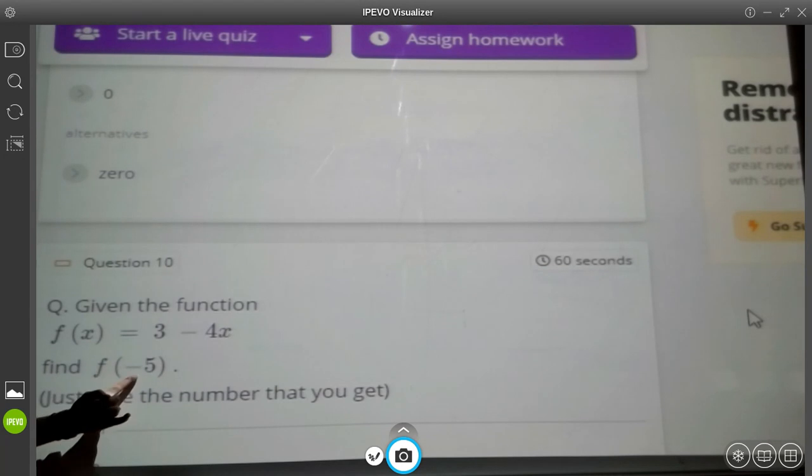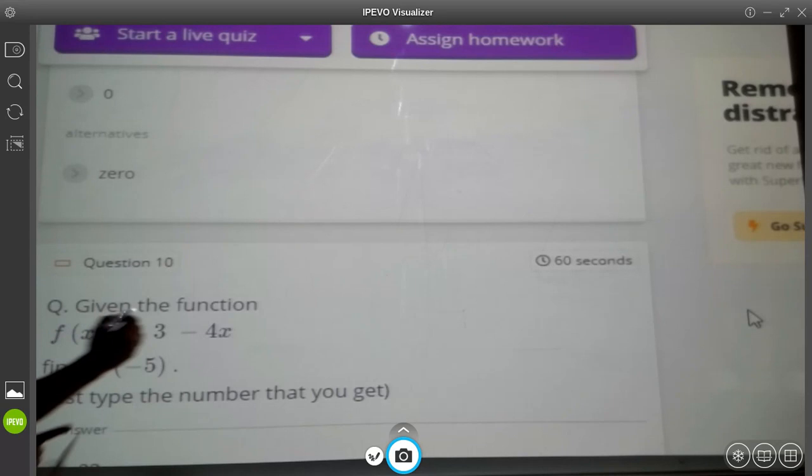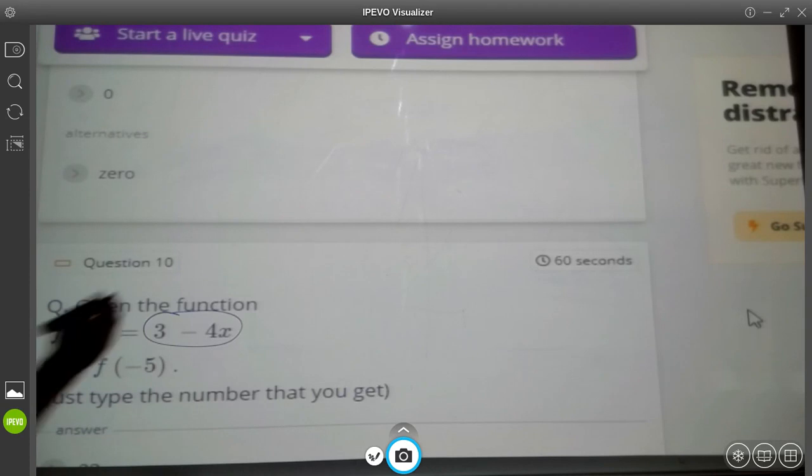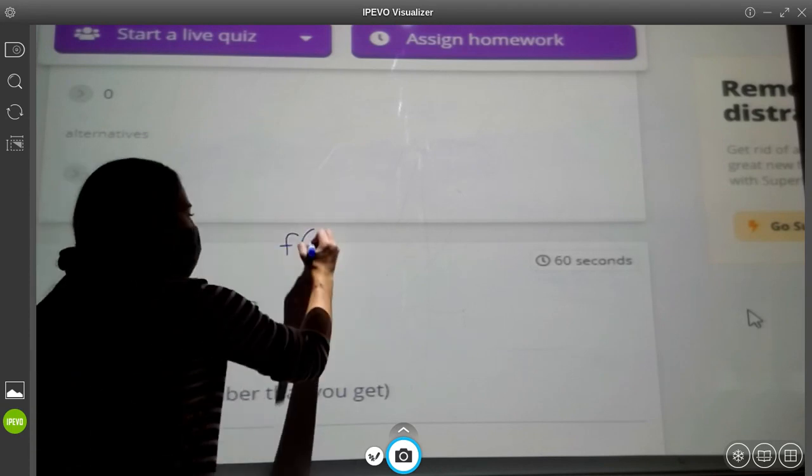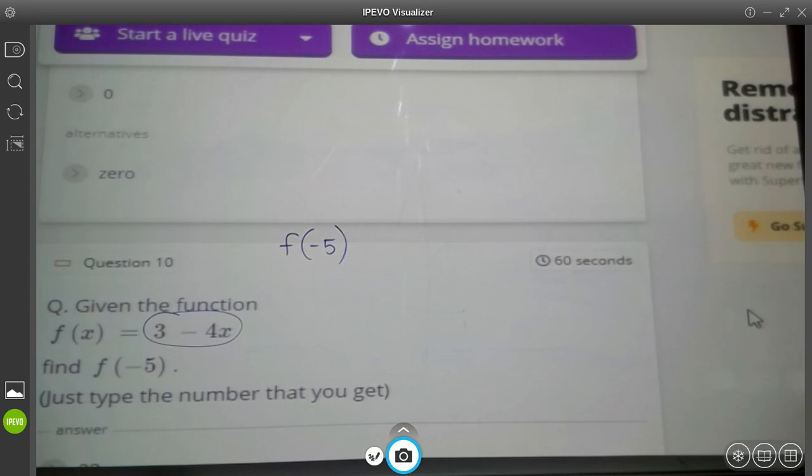All right, so this is, let me just get out of your way. So plug in -5 and see what number comes out. Right, we're plugging -5 in right there, so it'll be 3 minus 4 times -5.